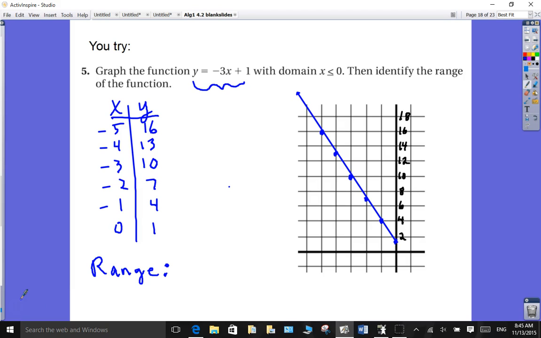So if you come up with this graph, you can see that the domain, the x values start here, and they only go to the left. So x is less than or equal to 0. How would you describe the range? It starts here, that's an endpoint in that line, and only goes up from there. Yeah, greater than or equal to 1. So the range is y greater than or equal to 1.